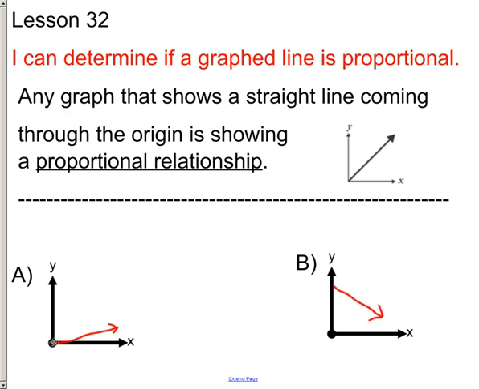Okay. Now, A, I meant for this to be a straight line, so if you said no, technically you're right because it's not a straight line. But if this was a straight line, and because it came through the origin, yes, that would be proportional. B, it's not through the origin, so automatically it's not proportional. So hopefully you get the idea of that.